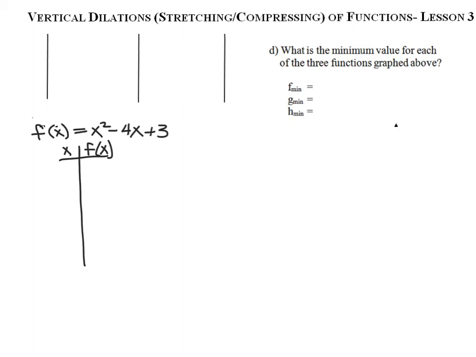So we want to create a table of values for the function f of x, starting with an x value of -1 and going all the way to an x value of 5. Now, if you go to your graphing calculator, you can enter f of x in your y1 and then go to your table start and make that begin with -1. Look at the table, and I see that I have y values of 8, 3, 0, -1, 0, 3, and 8.